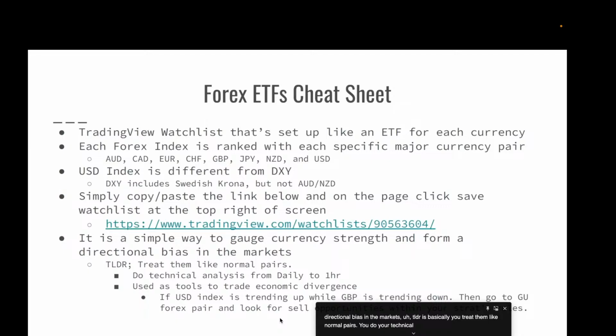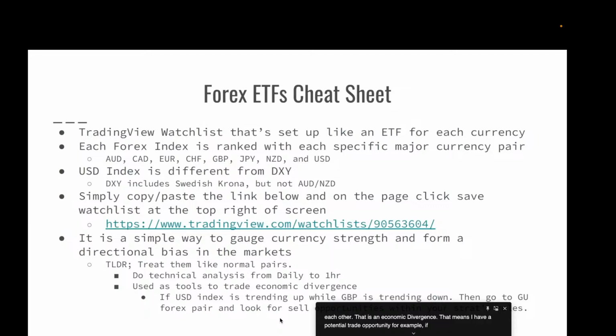And so what I mean by economic divergence is that if I'm looking at the USD ETF and I'm looking to trade USD pairs, like the major Forex pairs, if the USD ETF is going up, then I'll look at the other 7 ETFs and I want to see them going down. Whenever they're going opposite of each other, that is an economic divergence, and that means I have a potential trade opportunity.